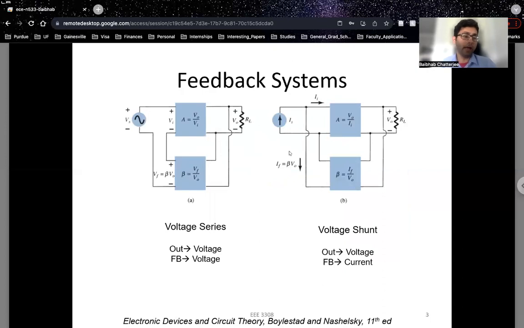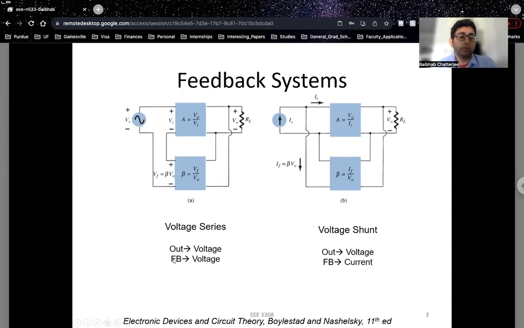Now, just like our amplifiers were of 4 types: voltage input, voltage output; current input, current output; voltage input, current output; and current input, voltage output, the feedback system can also be of 4 types. And that is dependent on what is your output quantity and what is your feedback quantity. So if your output is a voltage and if your feedback quantity is a voltage, that is called a voltage series feedback. So the first term in the nomenclature defines what is the output quantity. So in this case, the output is a voltage quantity.